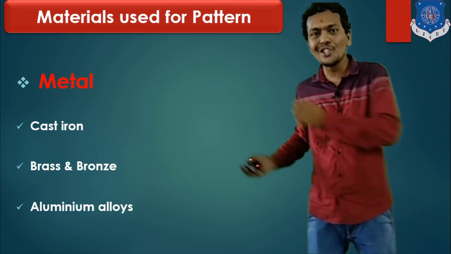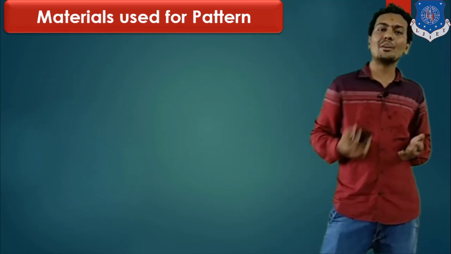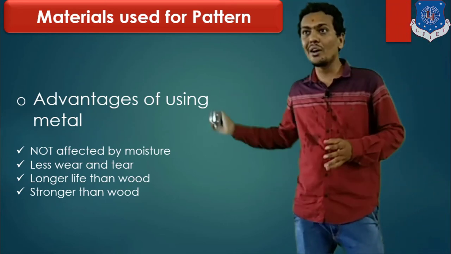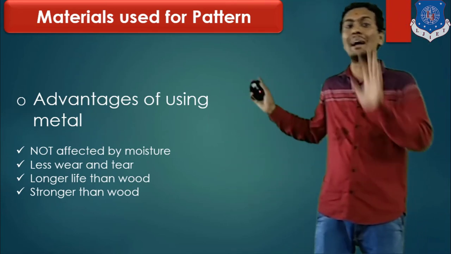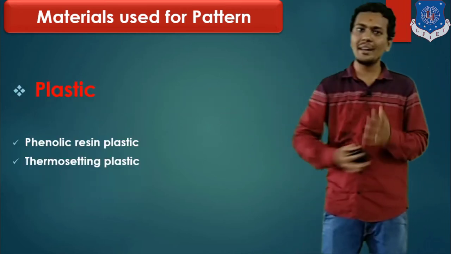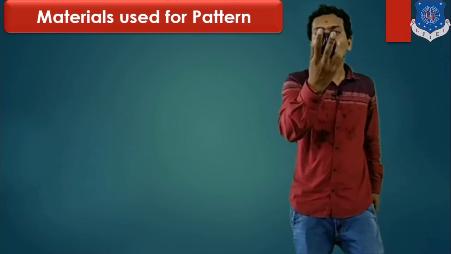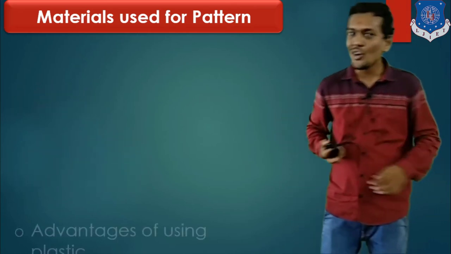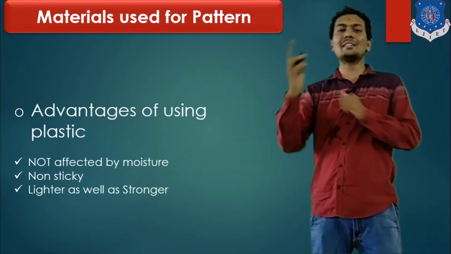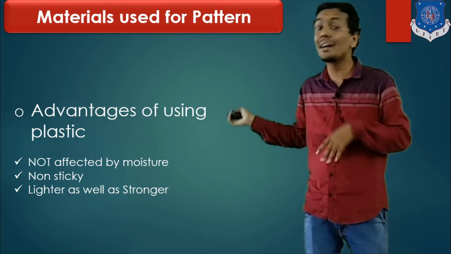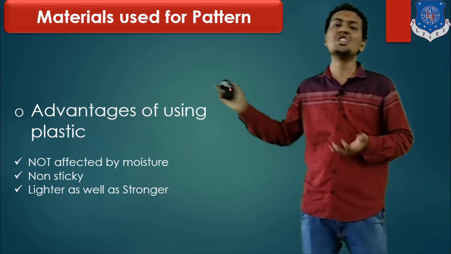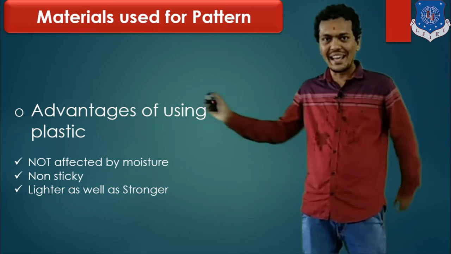You can go for metal also. Different types of metal you can use for the pattern. Here I mentioned the advantages for metal also. Metal is very strong, and the durability or life of that metal pattern will be higher than the wooden pattern, because it is made of metal and it has a higher strength. You can use plastic also. What is the advantage of plastic? We are very familiar with the advantage of plastic, because plastic is not affected by moisture, right? It is very light in weight and also cheap in cost. So cost criteria is also important.